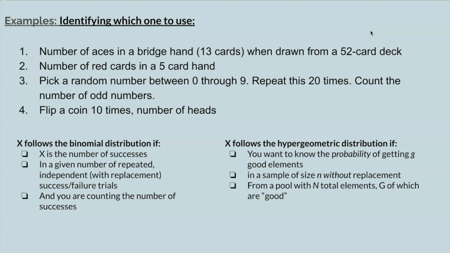Okay, number 4 is you are flipping a coin 10 times. Let's say this is a fair coin, so you have a 50-50 chance of getting heads and tails. The number of heads is definitely the number of successes in 10 trials, and regardless of what you get on one flip is unaffected by whatever you got in a previous flip. So they are independent or with replacement success failure trials, in which case this is a binomial distribution. So yeah.